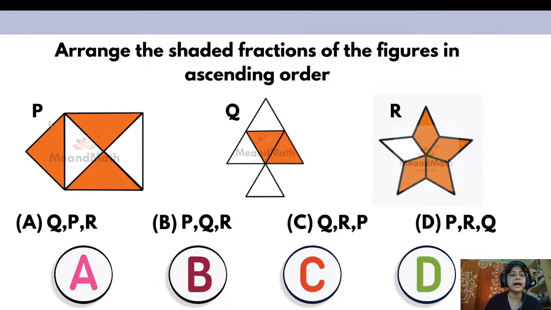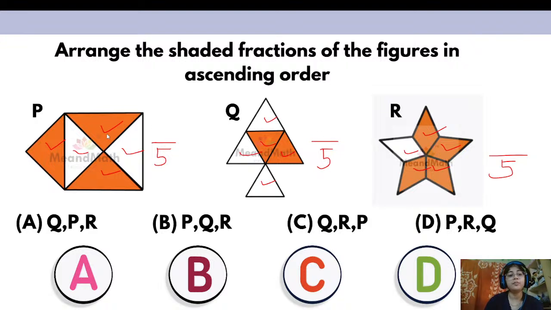Okay. So P has how many parts shaded? It has 1, 2, 3, 4, and 5. So 5 is going to be the denominator. Q has how many parts shaded? Again, it's 1, 2, 3, 4, and 5. So 5 is the denominator. R has how many parts shaded? 1, 2, 3, 4, and 5. So again, 5 is the denominator. So for all the fractions, 5 is the denominator. So they're all like fractions. Denominators are same. So it's going to be very easy to compare.